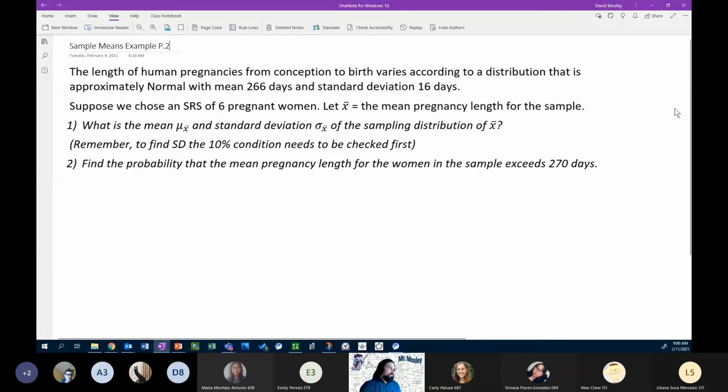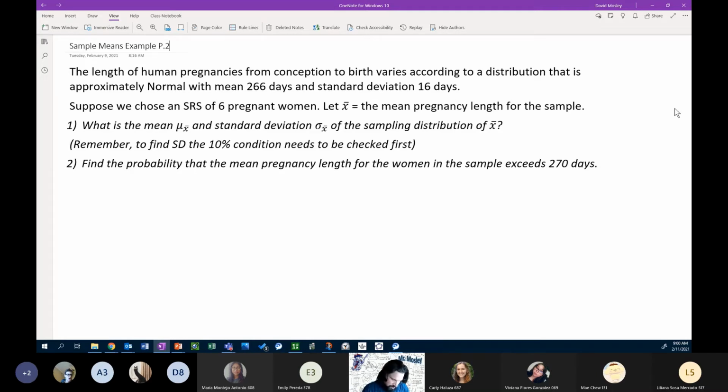All right. So here's our example number 2 here with sample means. The length of human pregnancies from conception to birth varies according to a distribution that is approximately normal, with mean 266 days and standard deviation 16 days. All right. So we have some information in our context. Suppose we choose an SRS of 6 pregnant women, and we're going to let X bar represent the mean pregnancy length for the sample.